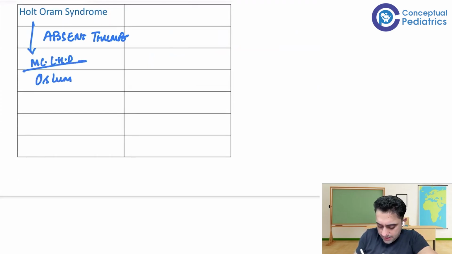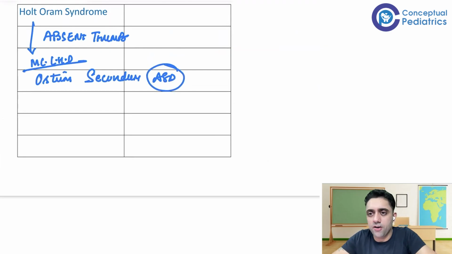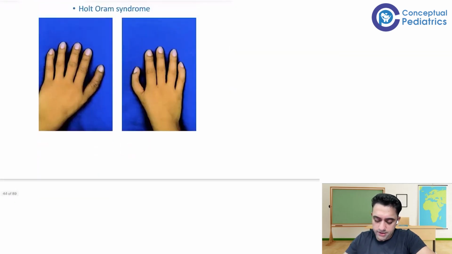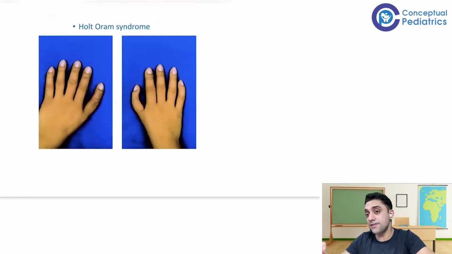It is ostium secundum type of atrial septal defect. It is secundum. Ostium secundum type of atrial septal defect is the most common congenital heart disease in Holt-Oram syndrome. Number two, in Holt-Oram syndrome, I told you, absent thumb.